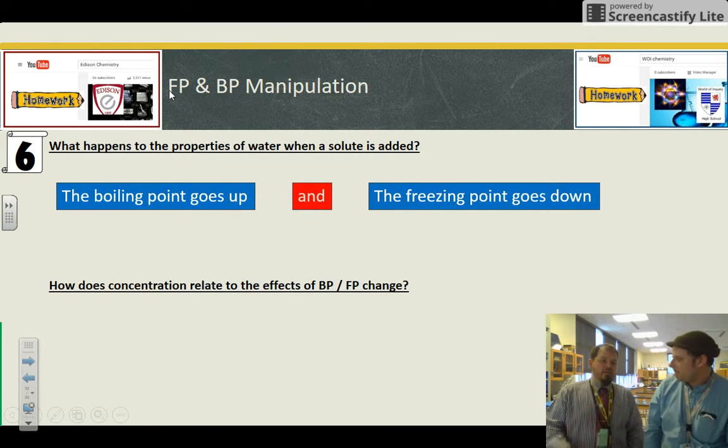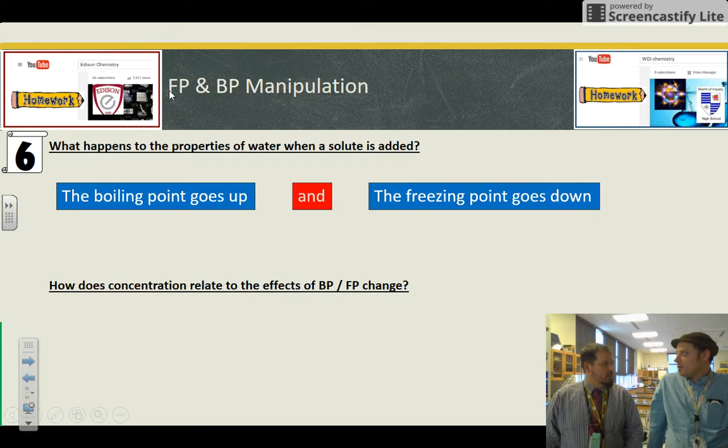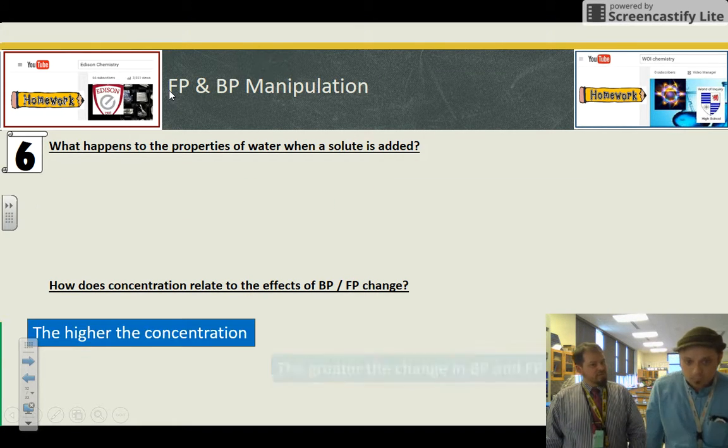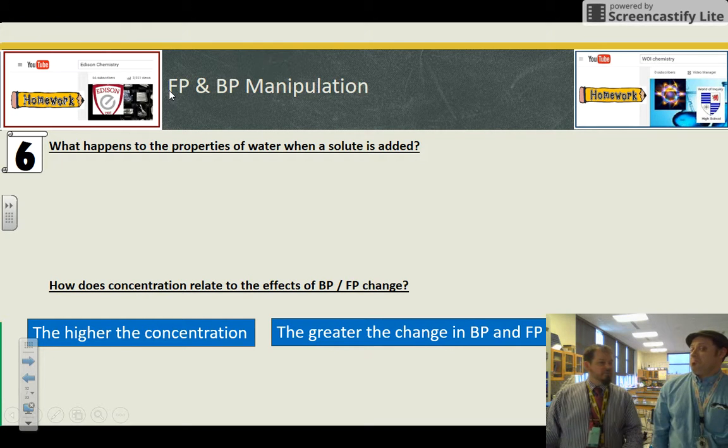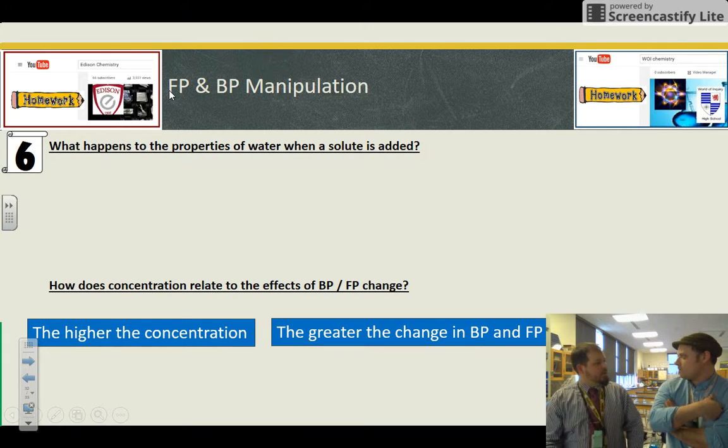Right. And then the opposite happens with the boiling. The molecules literally can't get away from each other as easily, because they bump into the other stuff. Yeah, there's stuff in the way now. Right. And then guess what? The higher the concentration, the greater the change in the melting. If I put a little bit of salt in, I make a little change. If I put a lot of salt in, I make a lot of change. And at some point, the change eventually stops.